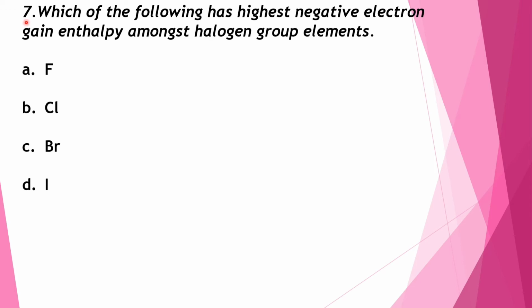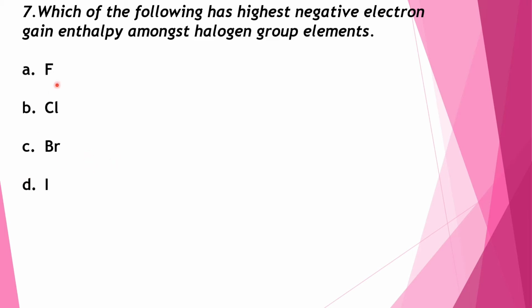Seventh question: which of the following has the highest negative electron gain enthalpy amongst halogen group elements? Fluorine, chlorine, bromine, iodine. Down the group, negative electron gain enthalpy decreases due to increase of size.